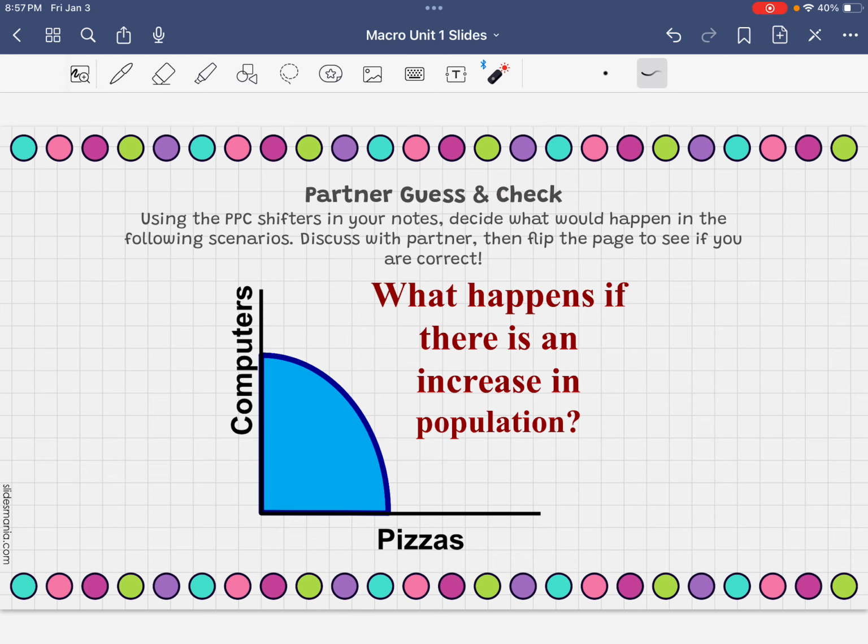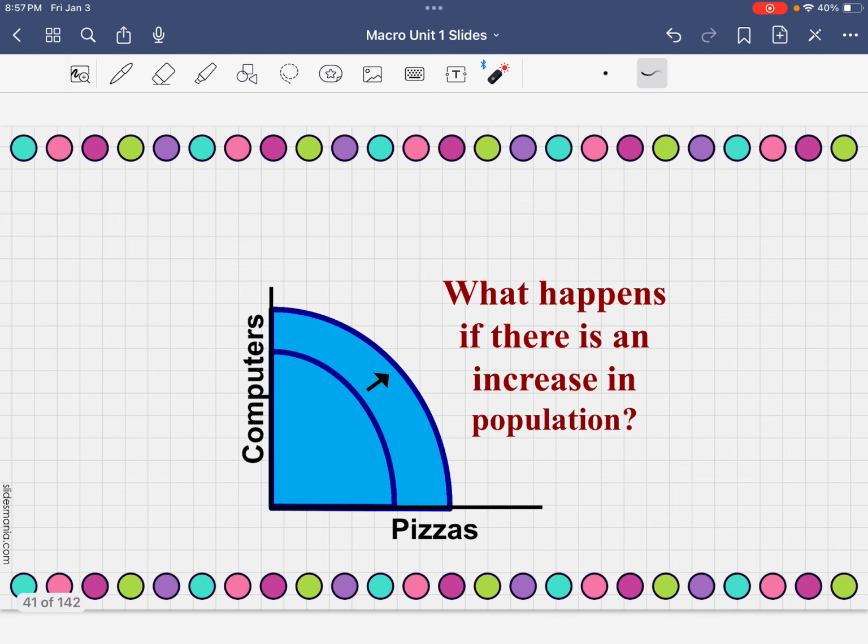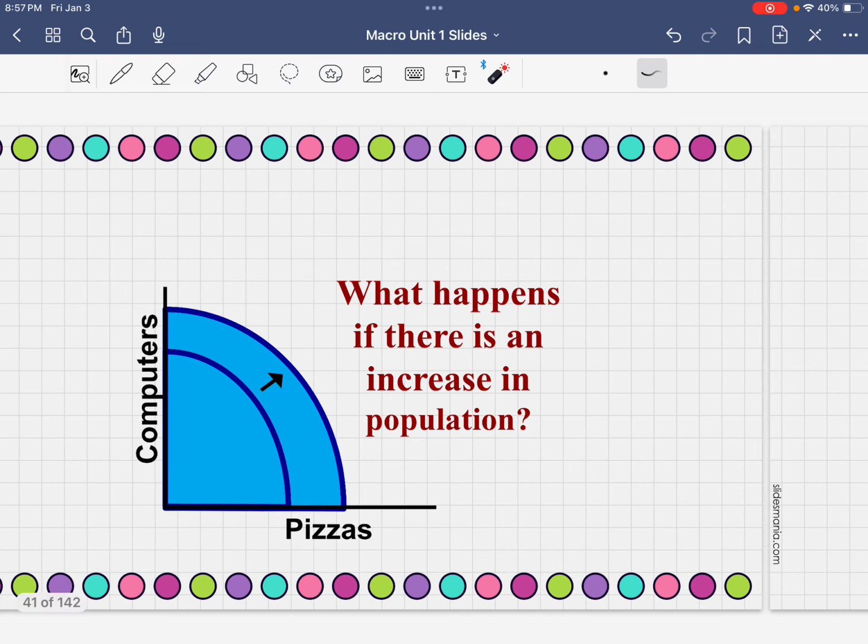What happens if there's an increase in population? Ms. Keller just said if land, labor, and capital increase, then the whole PPC will shift. You'll pause the video, you'll think that, and then I'll show you the answer. There's an increase in population, which would move the entire PPC curve. Okay, let's do another one.